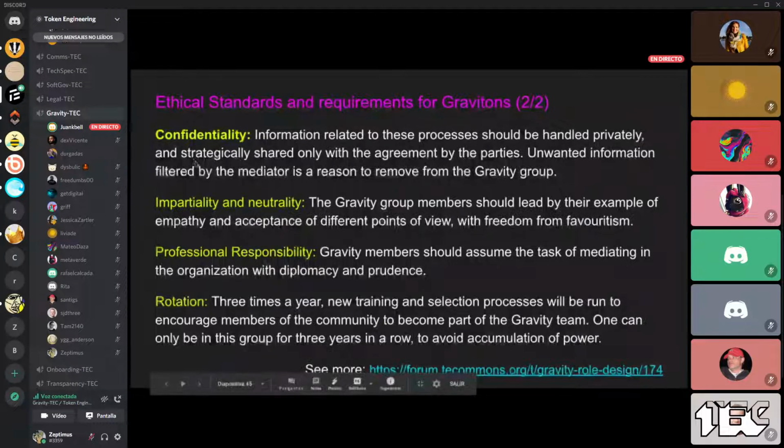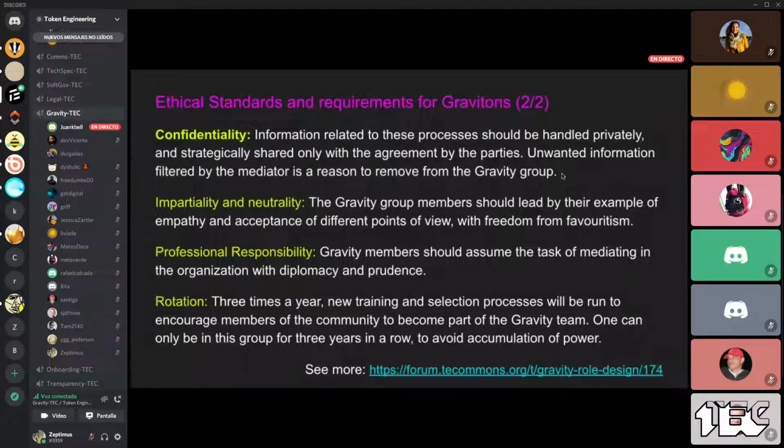This is another principle that is really important, and that is confidentiality. The information related to these processes should be handled privately and only strategically shared with the agreement of the parties. Leaking information by the mediator is a reason for removal from the graviton group, because we don't want people in the group who cause further harm by using this information for personal interest. It's not good to handle this information publicly, because that is key to building trust in the process.